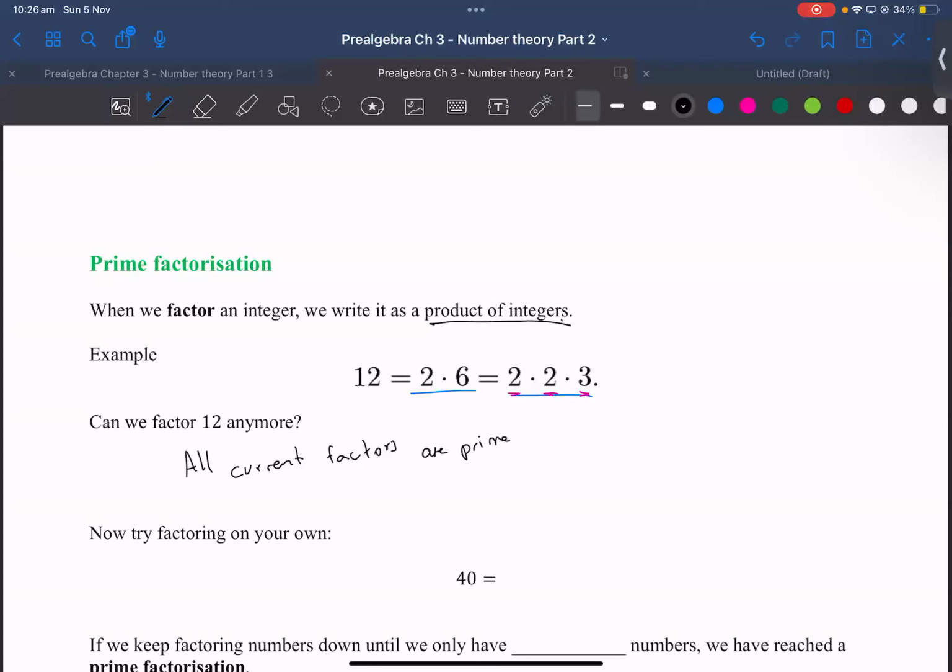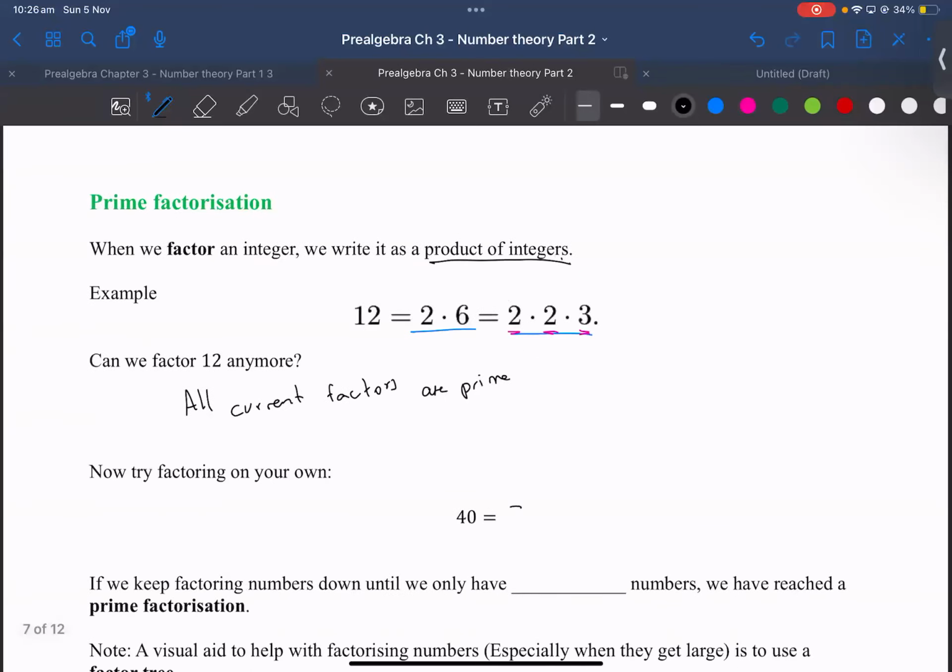So let's discuss this now. 40 can be written as, I don't know, 5 times 8, right? You can start with anything, in the end you'll get the same answer. It could be 4 times 10, 2 times 20, but I'm going to start with 5 times 8. Then I'm going to see if I can break down any of the other numbers more.